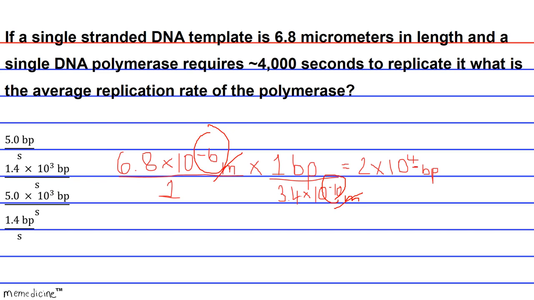So now we want to simplify the number of base pairs per second. We want to get a timed rate, okay? And so when you divide 2 times 10 to the 4th base pairs by 4 times 10 to the 3rd seconds, which is the same thing as 4,000 seconds, you're going to end up with 5 base pairs per second. So the correct answer choice is answer choice A. All right?